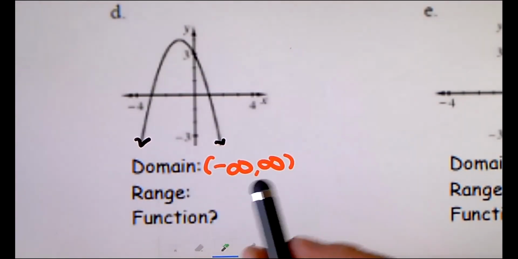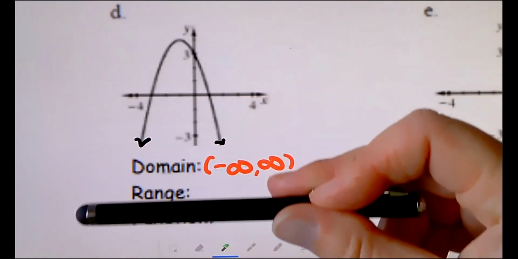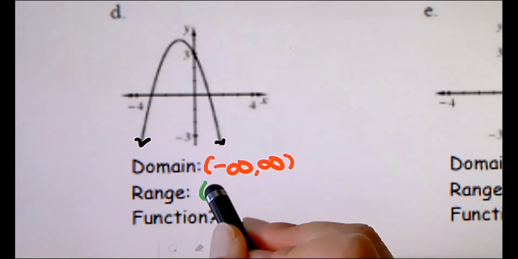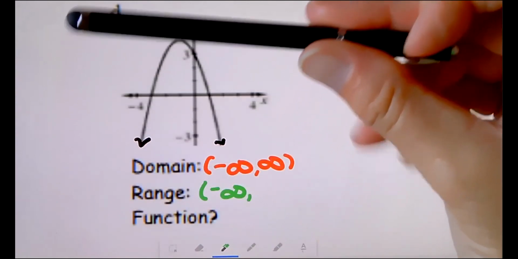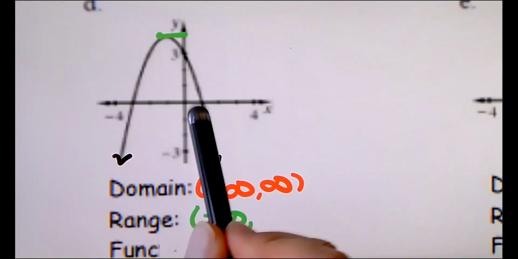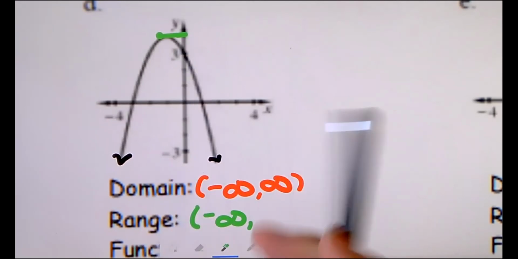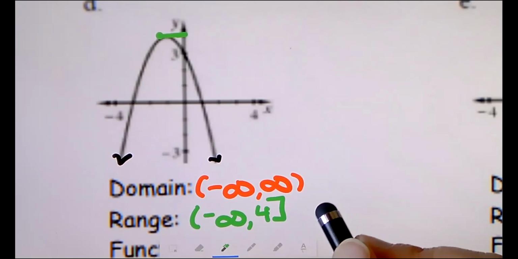Now my range, how far down does it go? Well, it keeps going forever, so that's -infinity. But it doesn't go forever up. It comes and it stops right here. And I think it stops right here, so that's 1, 2, 3. Looks like it's going to stop up at 4. And that's going to be a closed bracket because it actually touches at 4.